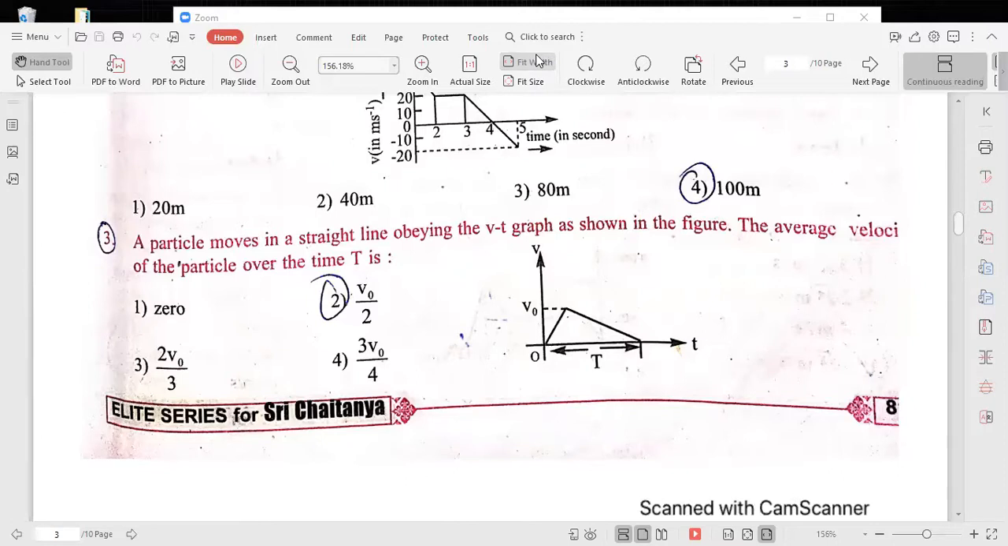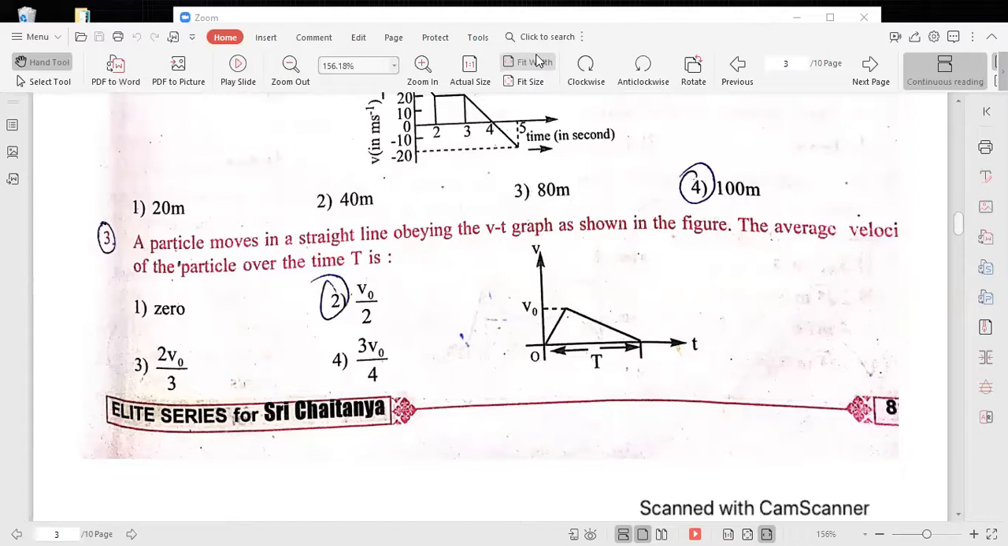What is 80 meter? No, you will get 100 meter, not 80. You will get 100 meter. Venkatesh, you got 80. I think 100 meter is the answer. Okay, check them.